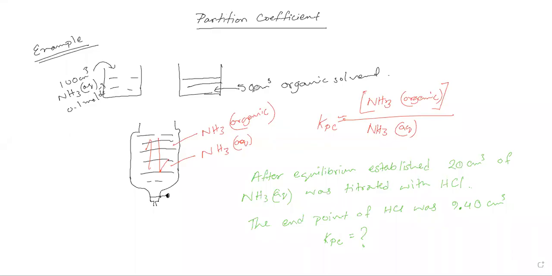Let's do an example. We are given that in a beaker, 100 cm cube of ammonia has been taken, which has a concentration of 0.1 mole per dm cube. In another vessel, there is 50 cm cube of organic solvent. Now, in this vessel, they are mixed with each other.